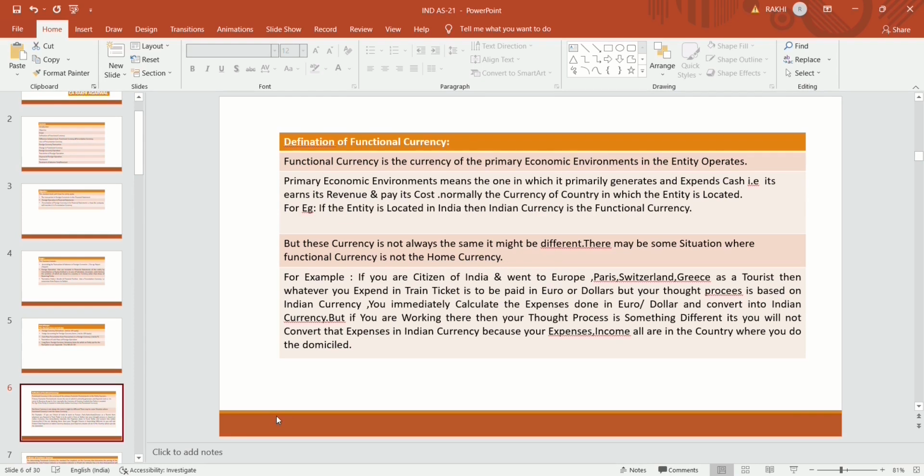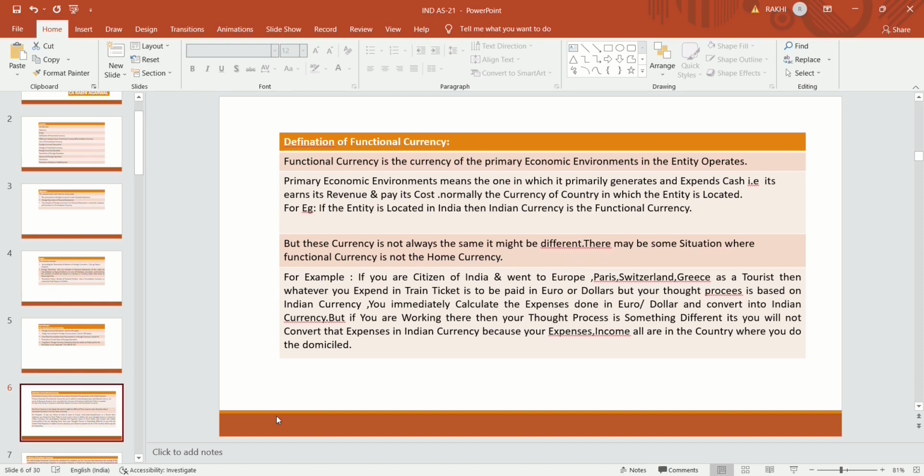But the root of that organization is in India. The thought process of that organization is India. The spending habit and the revenue it generates is from the Indian market, though they are generating revenue from foreign markets also. But the root of that organization, the entity, is located in India, its spending habit is India, its thought process of determining the sales cost and the competitive market are all in the Indian market. So its functional currency is the same as the presentation currency.